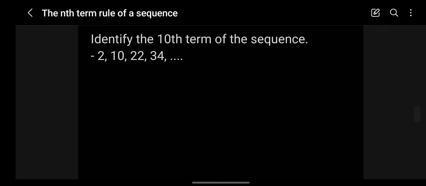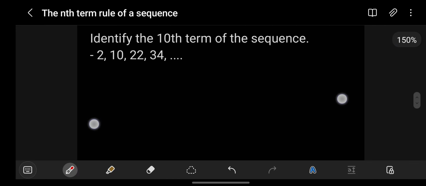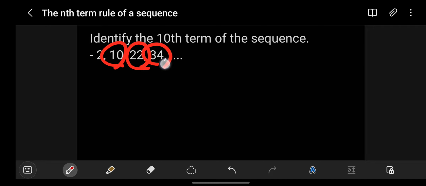Okay, next is example number 3, or this is number 7 in your quiz number 4.2. What we are going to do here is identify the 10th term of the sequence negative 2, 10, 22, and 34. As you can see, it's increasing. Having an utang, right? Remember that negative is an utang in the integers. So after that, you already have 10 pesos, and then you have 22 and then 34.